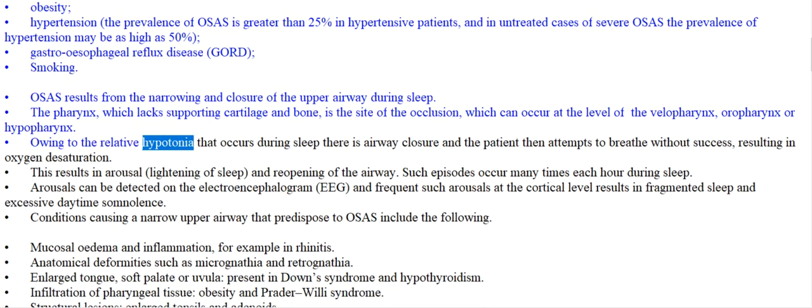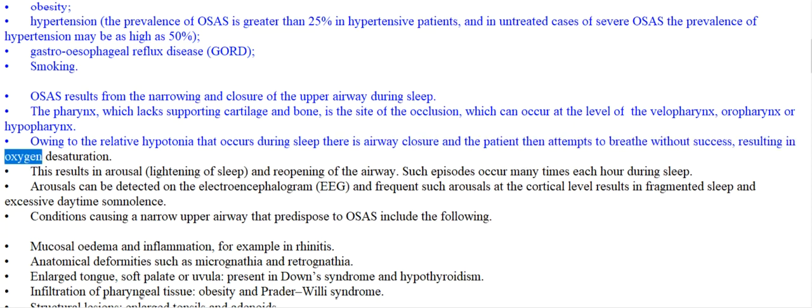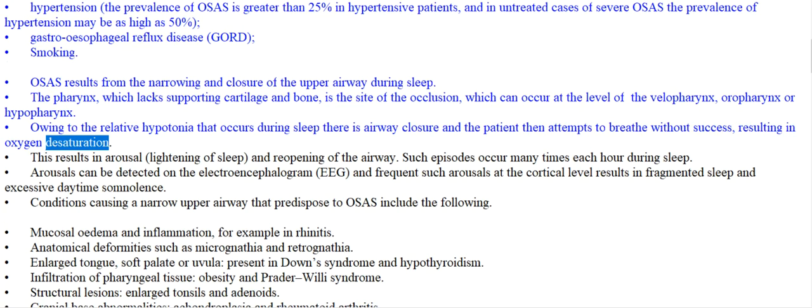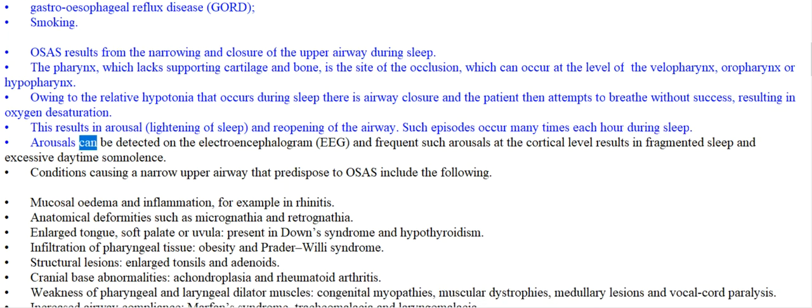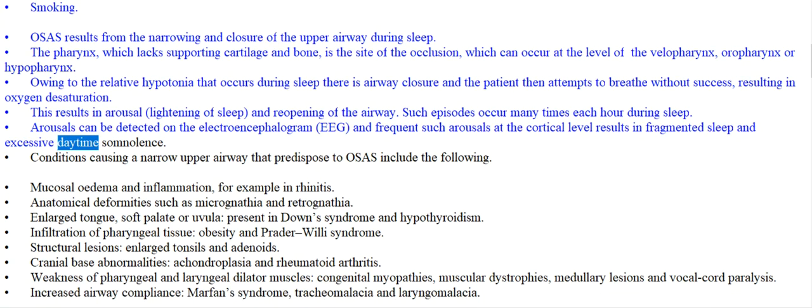Owing to the relative hypotonia that occurs during sleep, there is airway closure and the patient then attempts to breathe without success, resulting in oxygen desaturation. This results in arousal, lightening of sleep, and reopening of the airway. Such episodes occur many times each hour during sleep. Arousals can be detected on the electroencephalogram, EEG, and frequent such arousals at the cortical level results in fragmented sleep and excessive daytime somnolence.